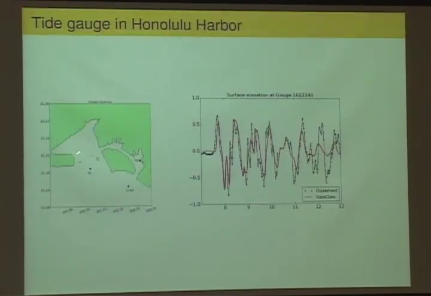And first, this is looking at a tide gauge record. So there's a tide gauge in Honolulu Harbor, which is right here. And here the black dotted line is the observations after removing the tide again. And the red curve is the GeoClaw simulation. And again, getting the depths accurate is relatively straightforward for most of these tsunami codes, assuming you're resolving things well enough and solving the equations well.